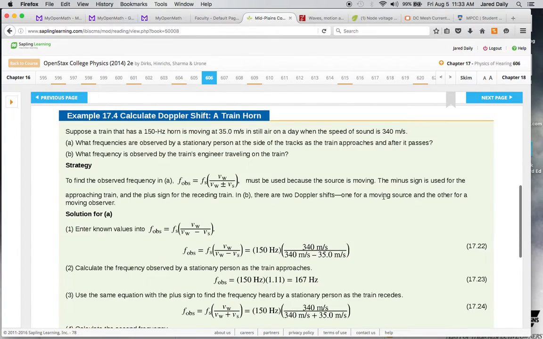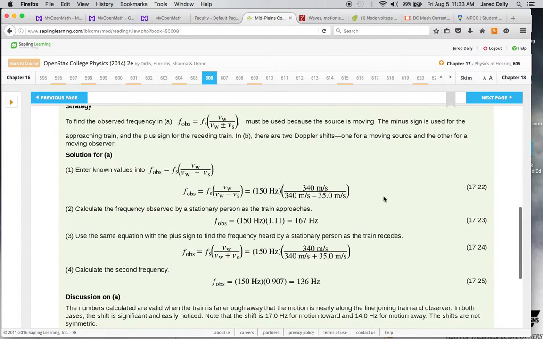But you can calculate the Doppler shift for a train horn, for example. You have a train that's moving along, and you have a person standing next to the tracks as the train comes towards them. What is going to be the observed frequency for a 150 hertz horn, which is the number you put in for the frequency of the source, and the velocity of sound in the particular air that they're dealing with, the velocity of the wave turns out to be 340 meters per second, so they put that in there. And then the velocity of the train is 35 meters per second.